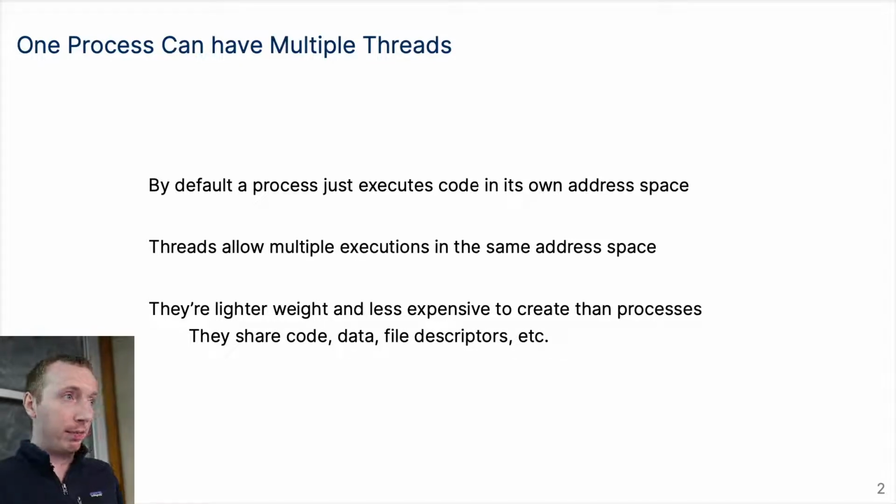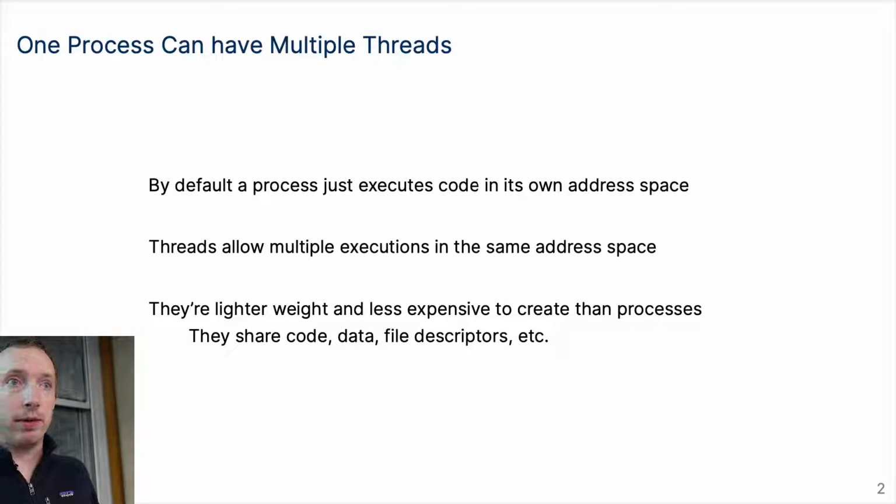But threads allow multiple executions in the same address space, so this is good if we want to share memory more easily and do a lot of communication. We can just do it within the same address space without having to ask the kernel for permission for every single byte we want to pass between threads. As a consequence, they're also lighter weight and less expensive to create than processes because they share memory, so you don't have to copy any memory. You don't have to do any neat little tricks. You just create a new set of registers and a new stack for it, and off you go.